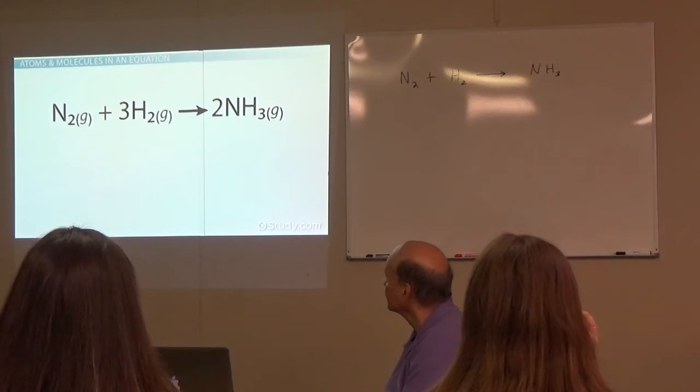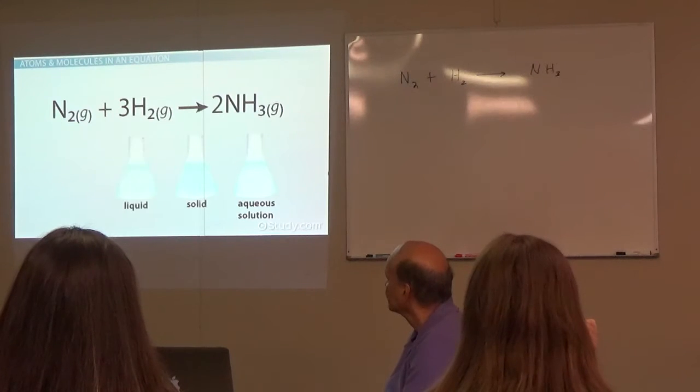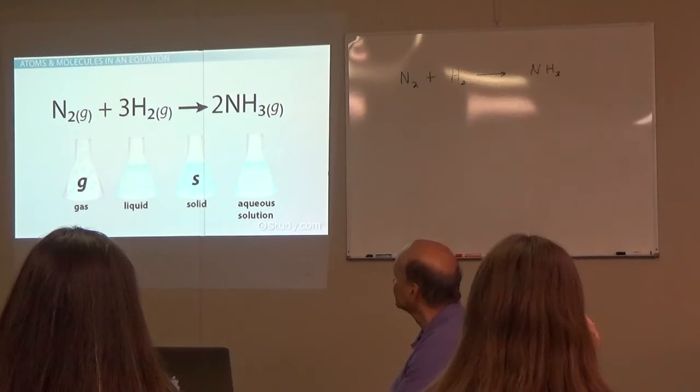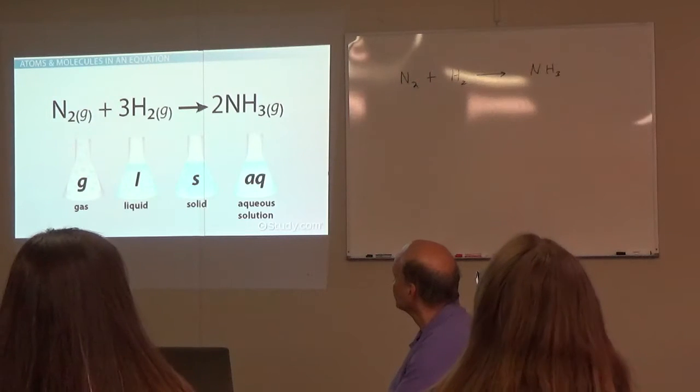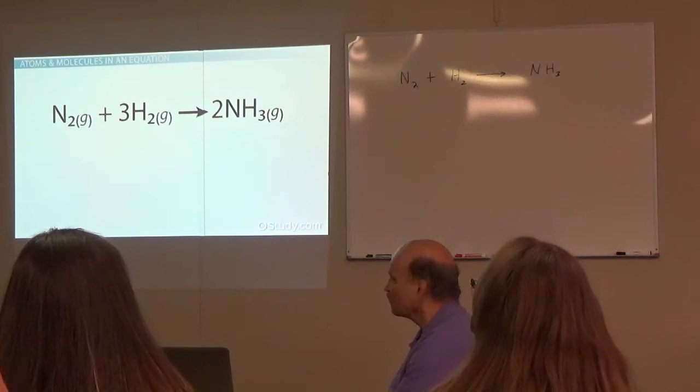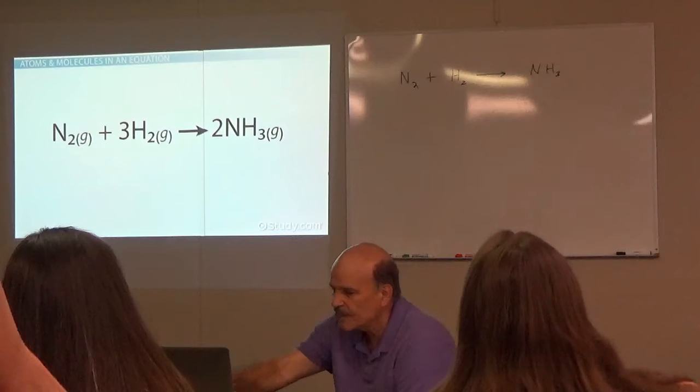Often, it's important to know the physical state of a reactant or product. These physical states are represented as follows. For a gas, g is shown. A solid is indicated with an s, a liquid with an l, and an aqueous solution by aq. These are the abbreviations for the physical states of the chemical.